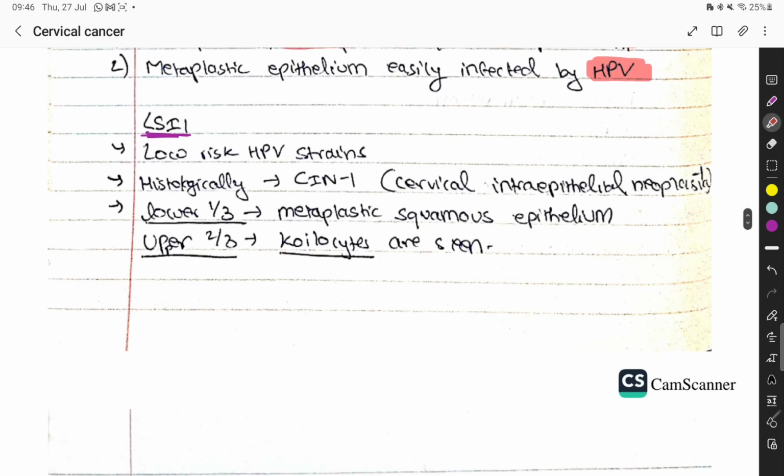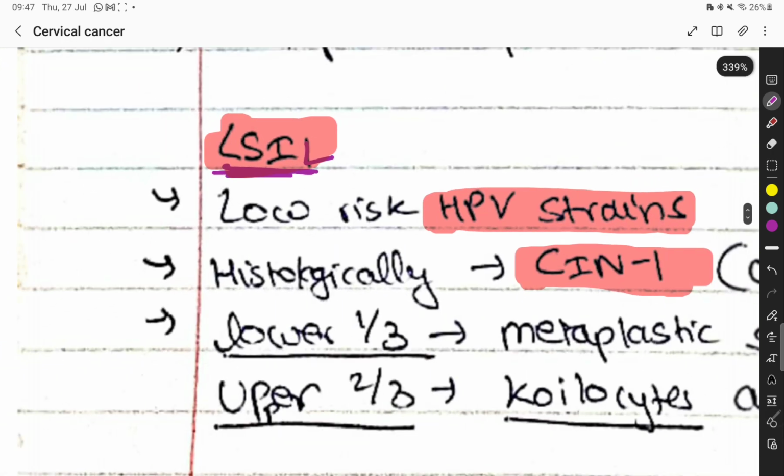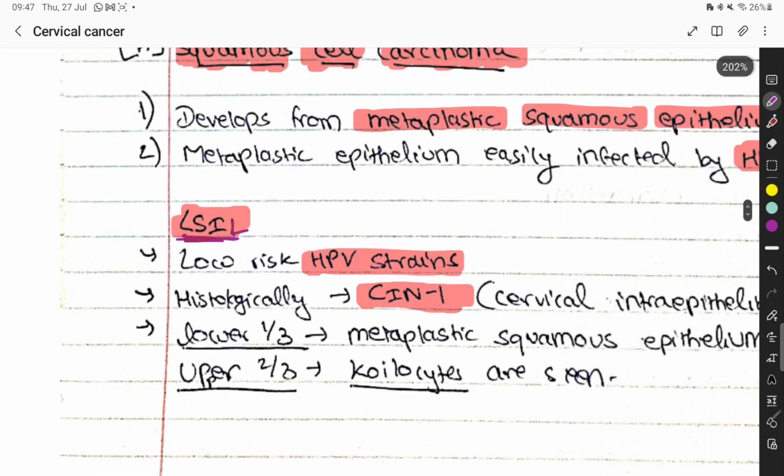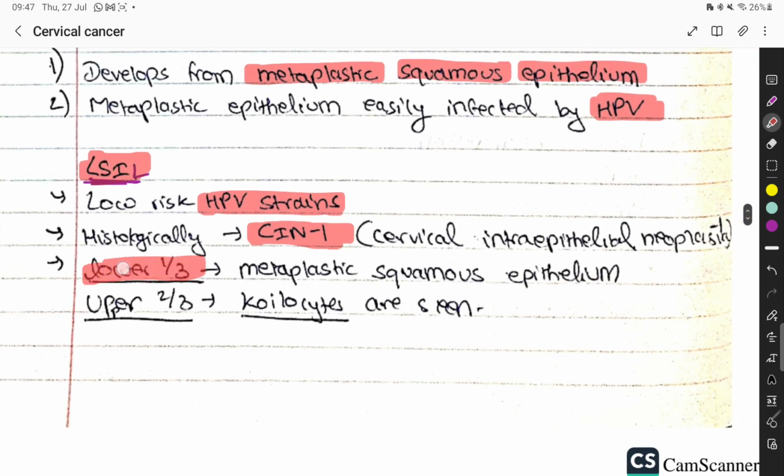Okay. Now the two precursor lesions. LSIL happens because of low-risk HPV strains. Histologically, it is equivalent to CIN1, cervical intraepithelial neoplasia 1. The lower third is going to look like this, with a metaplastic squamous epithelium. The upper third will have koilocytes.